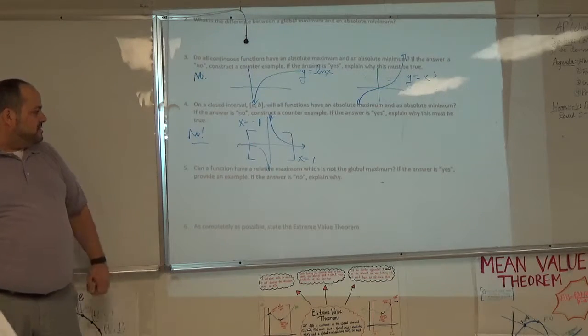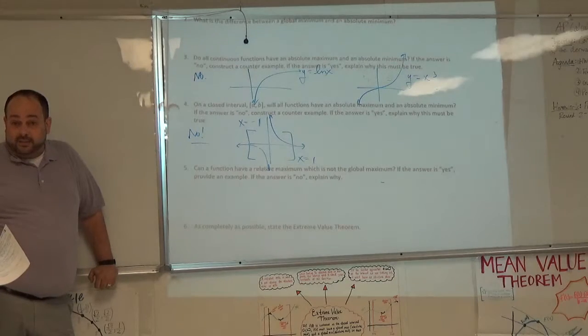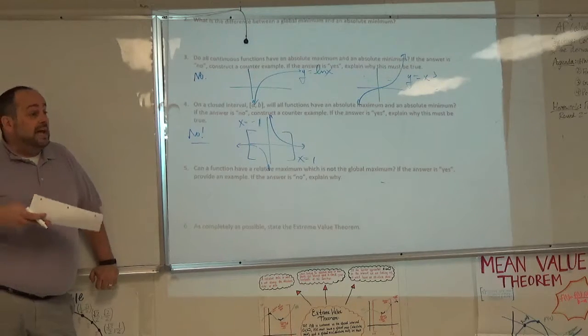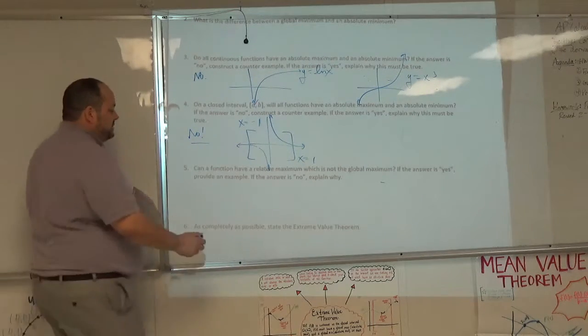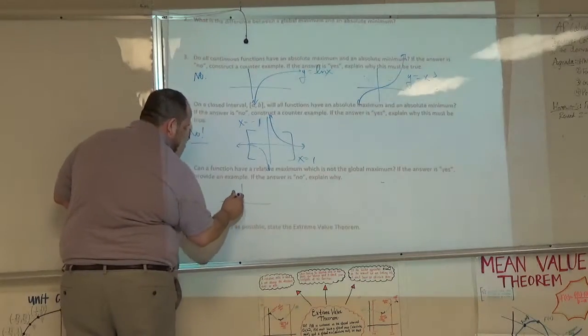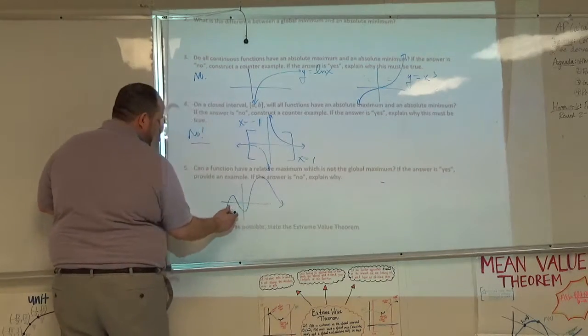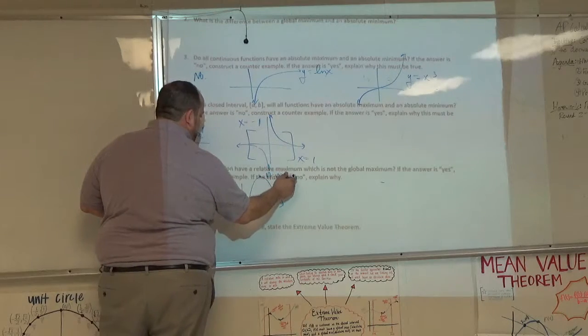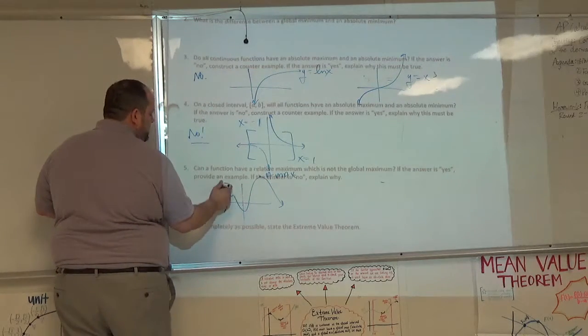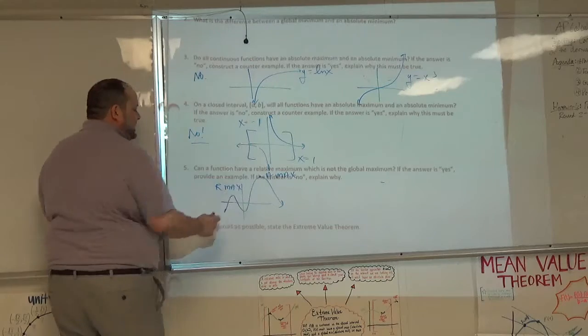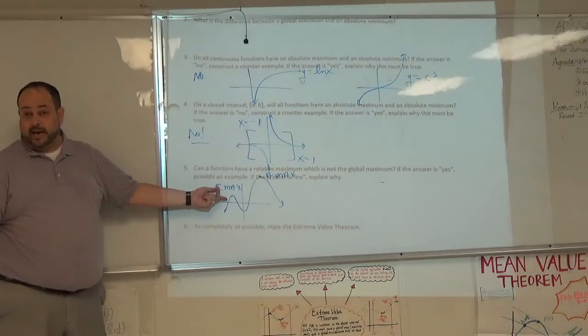Question number 5, can a function have a relative max which is not the global max? Relative max that isn't the global max? Yes, and when I walked around I saw a lot of folks that had something maybe like that. Right, here's your absolute max. This guy over here is your relative max. That's not an absolute max, so that's possible.